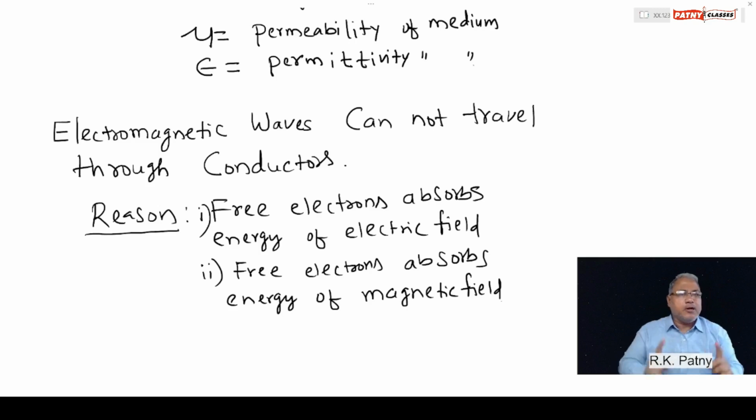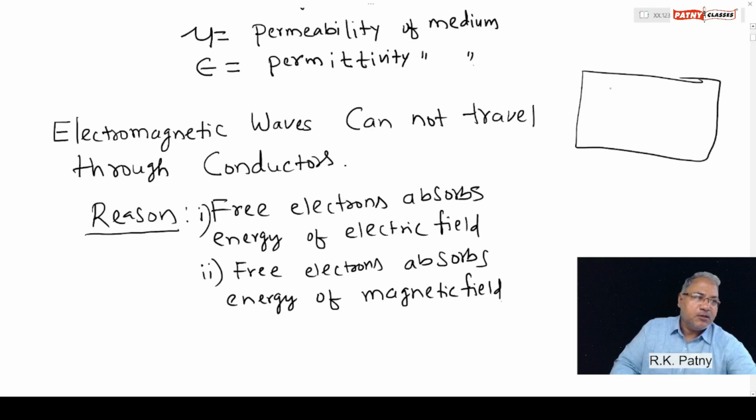Now, another important question: can electromagnetic waves travel through conductors? Like, can electromagnetic waves travel through a copper plate, aluminum plate, silver plate, gold plate? Can they travel or not? The answer is electromagnetic waves cannot travel through conductors. What is the reason? Whenever you talk about a metal, it has free electrons, and these free electrons are responsible for electrical conductivity.